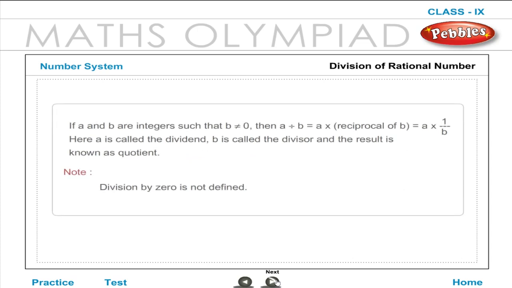Division of rational numbers. If a and b are integers such that b is not equal to 0, then a divided by b is equal to a into the reciprocal of b, which is equal to a into 1 by b. Here a is called the dividend, b is called the divisor, and the result is known as the quotient.